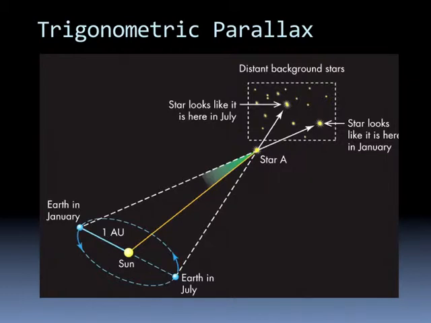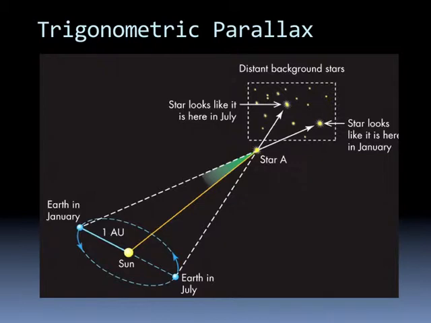We'll take a picture of the sky and we'll look at a star here in January, and that star will appear to be here in the background. Then 6 months later, when the Earth is on the other side of the Sun, we can look and it appears to be somewhere else. And I can measure the angular distance of the two places it looks like in the sky.